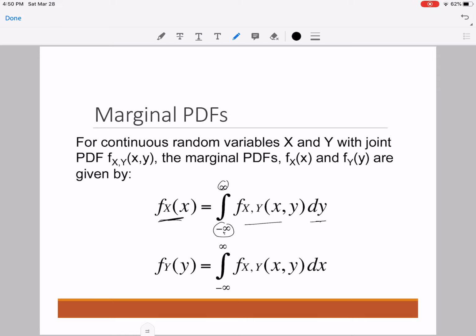Essentially, what we are trying to do here is disregard the variable y from the joint PDF. So whatever function remains will be the marginal PDF of x. Similarly, the marginal PDF of y is obtained by integrating the joint PDF with respect to x. So we are disregarding x from the joint PDF to find the marginal PDF of y. So we are going to use these concepts to extract the individual density functions of these two random variables, x and y.